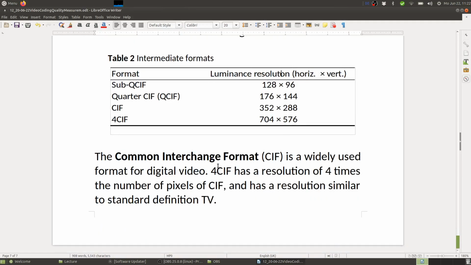The common interchange format, CIF, is a widely used format for digital video. 4CIF has a resolution of 4 times the number of pixels of CIF and has a resolution similar to standard definition TV, as I just mentioned.